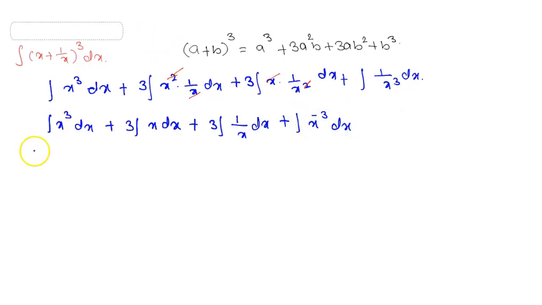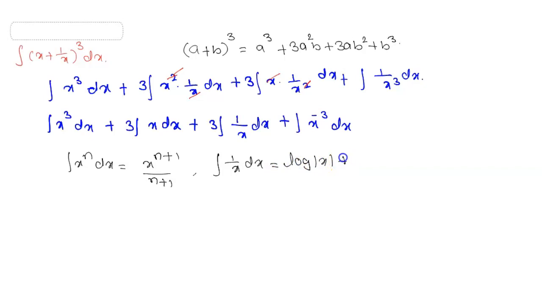So here we have the formula: integration of x to the power n dx is equal to x to the power n plus 1 by n plus 1, and one more formula: integration of 1 by x dx is equal to log mod x plus c. So here we are applying the formulas.